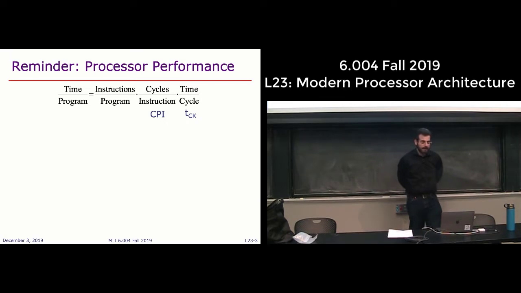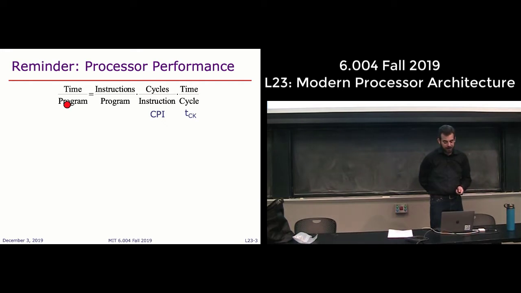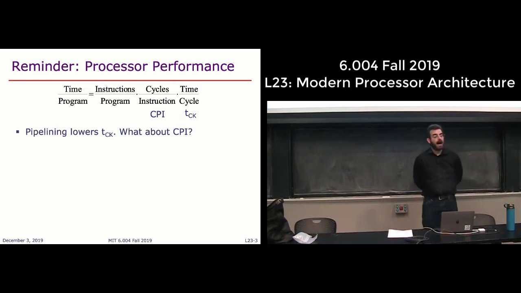All right, so this is a reminder. This is the iron law of processor performance. If you want to analyze, or minimize, the time that a program takes to run, you can express this as the product of three fractions: the number of instructions per program, the number of cycles per instruction, and the amount of time per clock cycle. The two things that are under our control, if we have a fixed instruction set, are the CPI and the clock cycle time. And what we saw is that pipelining is all about lowering the clock cycle time.